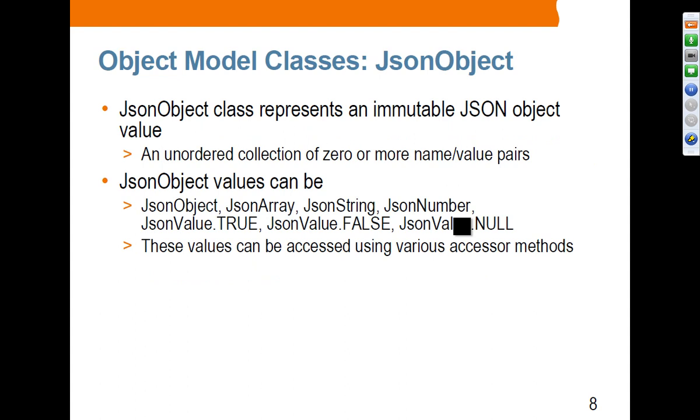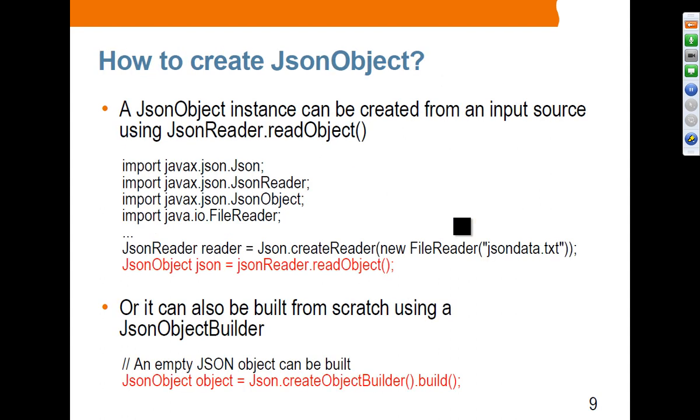Let's talk about the classes that are used in the object model API. There is what is called the JsonObject class, which represents a JSON object value. You're basically talking about an unordered collection of zero or more name-value pairs. The values could be a JSON object, JSON array, JSON string, JSON number, JSON value true, JSON value false, or JSON value null, and these values can be accessed through accessor methods. So let's see the code.